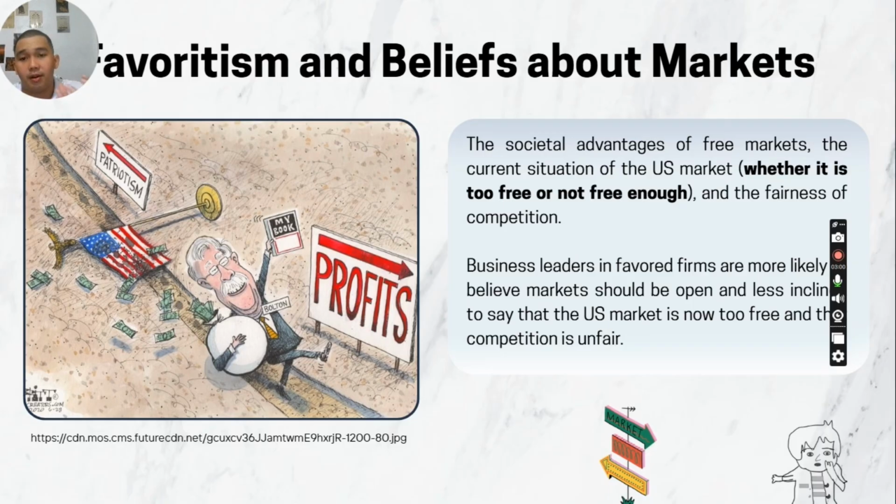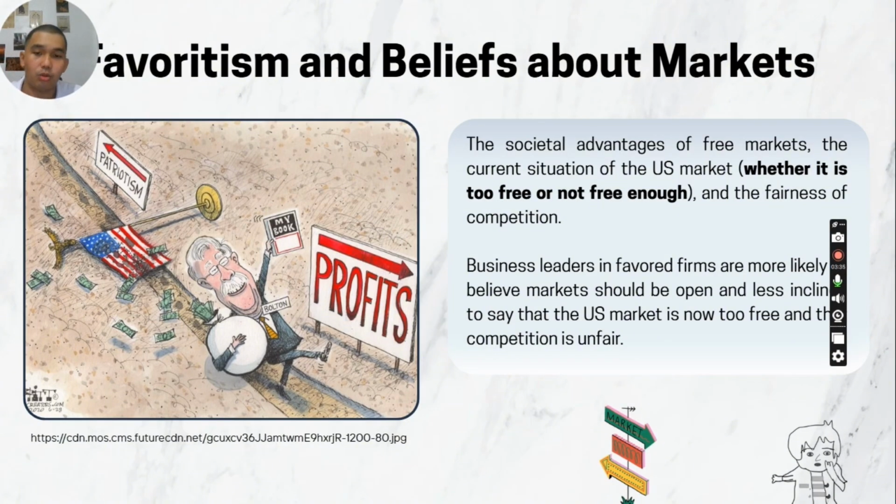It examines how favoritism leads to a social advantage of free markets, current institutions, and markets, whether it is too free or not free enough, and the fairness of competition. Business leaders in favored firms are more likely to believe the market should be open, less inclined to say that the market is not free or competition is unfair. There is a contradiction itself, but they are more likely inclined to support government intervention and believe favoritism is beneficial and legitimate.